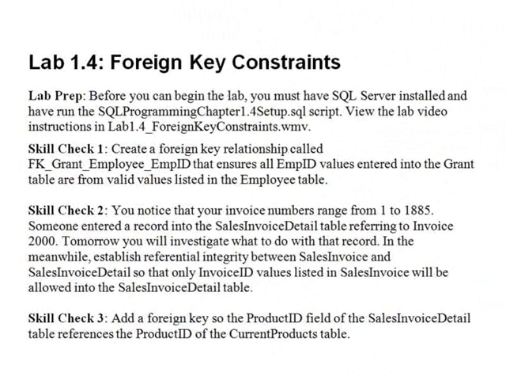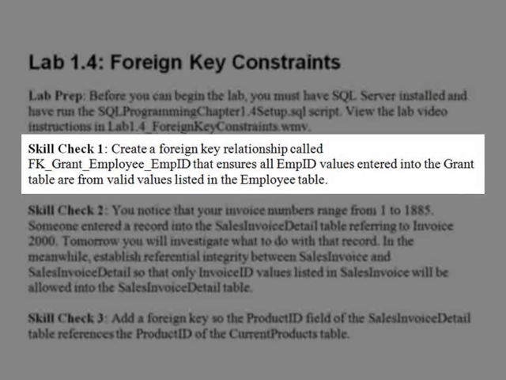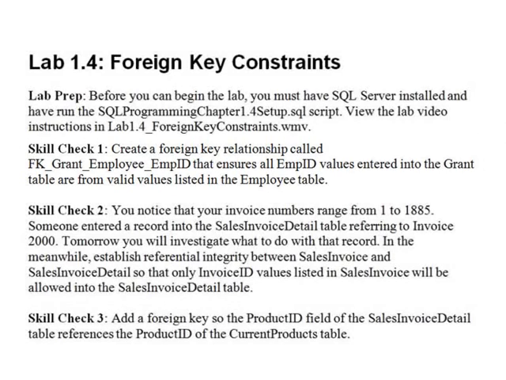Lab 1.4, Skill Check 1. Create a foreign key relationship called FK_grant_employee_empid that ensures all empid values entered into the grant table are from valid values listed in the employee table.